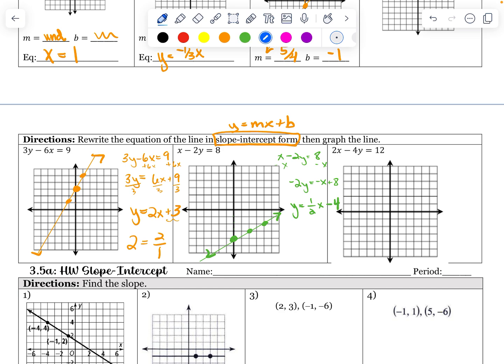Last one of these. 2x minus 4y equals 12. Minus 2x on both sides. Negative 4y equals negative 2x plus 12. Divide by negative 4. So I've got y equals a half x. That's a positive 12, so divided by negative 4 is negative 3. So we start the equation down here at negative 3. Up 1 over 2. Up 1 over 2. Up 1 over 2. Very similar to the one we just did.